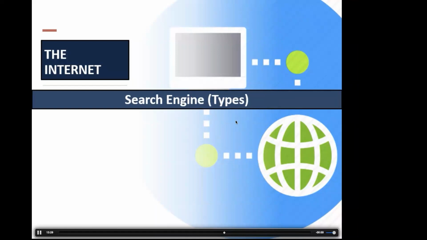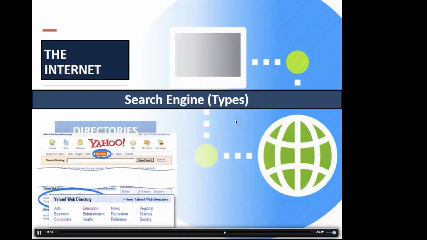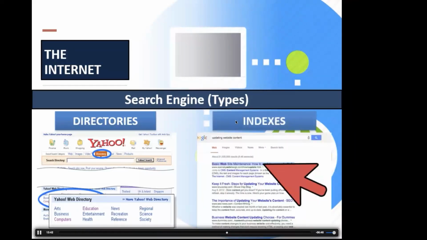Search engines are of two types. The first one is directories. They are good at identifying general information. A good example is the Yahoo directory. Another type is what you call the indexes. They identify text on given criteria by searching contents of websites through the use of software and programs called robots and spiders that analyze millions of web pages. Examples are Google and Yahoo search.